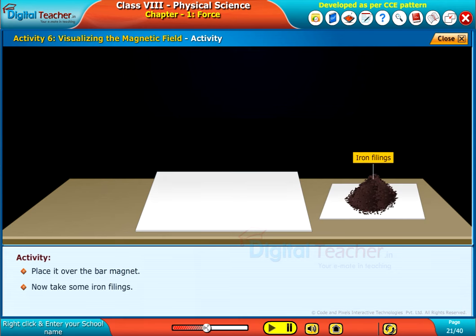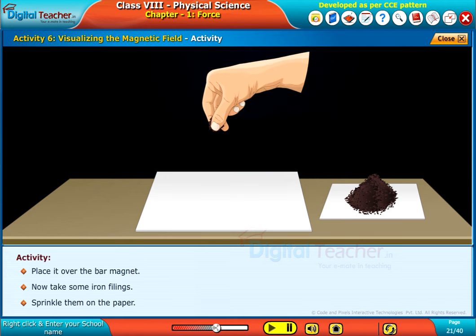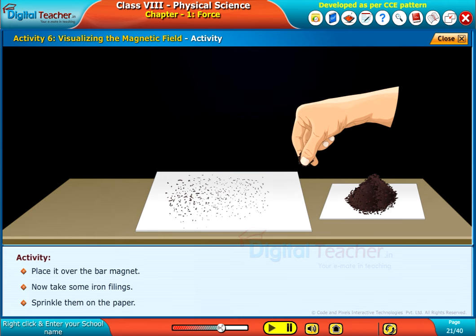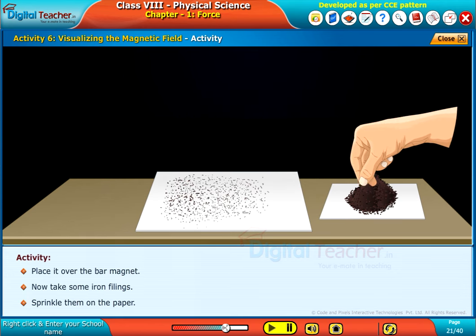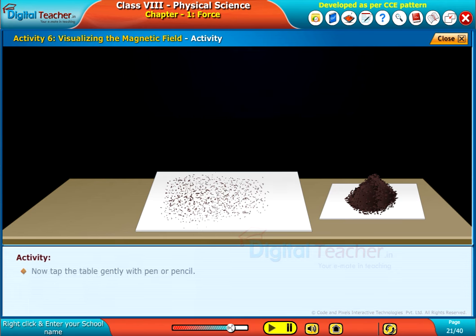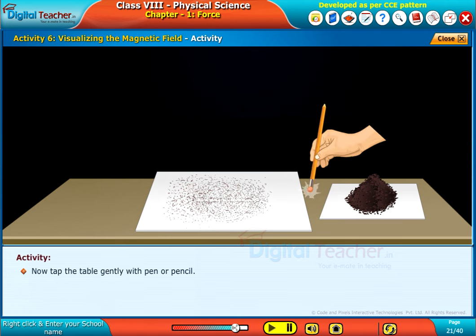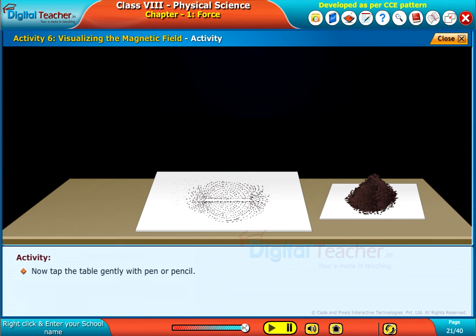Now take some iron filings. Sprinkle them on the paper. Now tap the table gently with pen or pencil. Observe the changes.